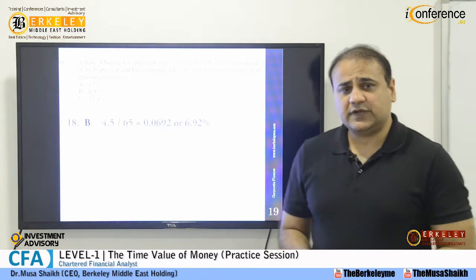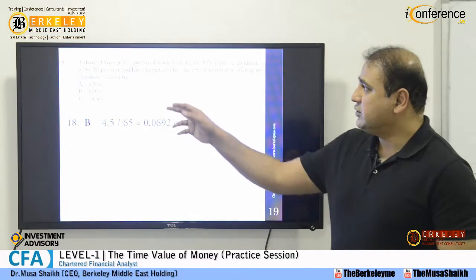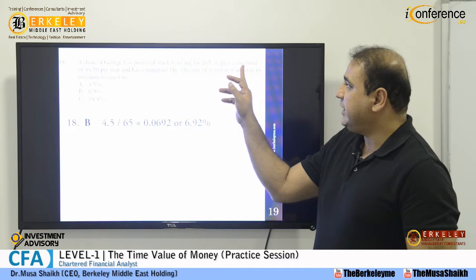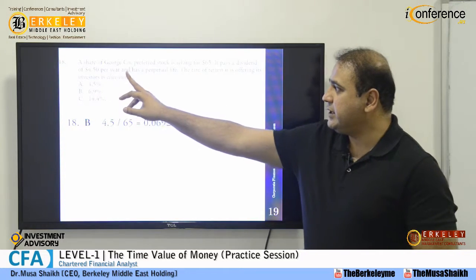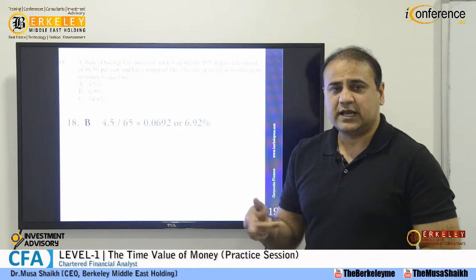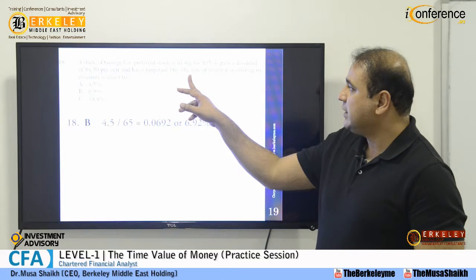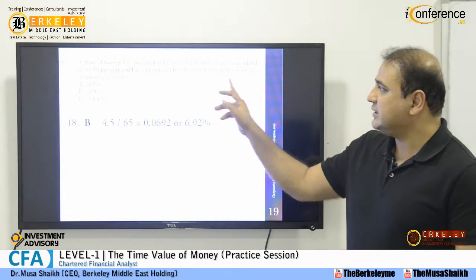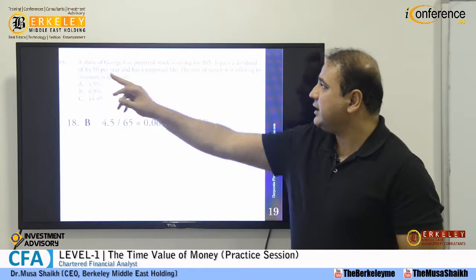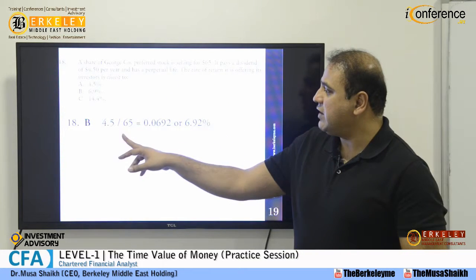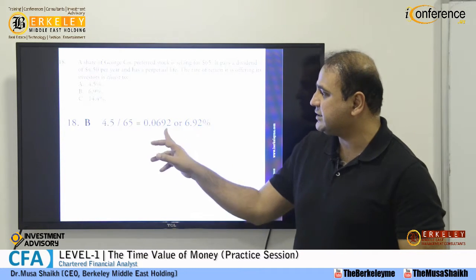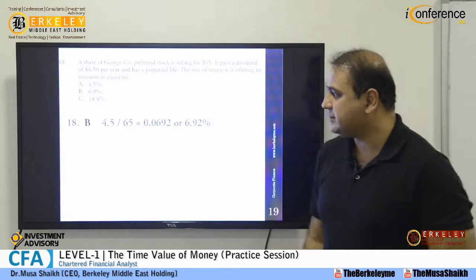Similar kind of questions we have. A share of George Co. preferred stock is selling for $65. It pays a dividend of 4.5 per year and has a perpetual life. Perpetuity is when you have an indefinite period of time. The rate of return it is offering an investor is closest to what? Take the dividend 4.5 and divide it by the value, so you will get 0.0692, which is 6.92%, which is the B answer.